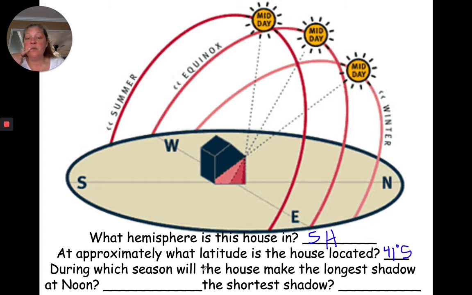Okay. And during which season will the house make the longest shadow at noon? When is your shadow long? When the sun is high above you or when the sun's low in the sky? When is your shadow going to be really long? Yeah, when it's lowest in the sky. So winter, it's going to make the longest shadow at noon, right? And when is it going to make the shortest shadow at noon? In which season? Summer, right?